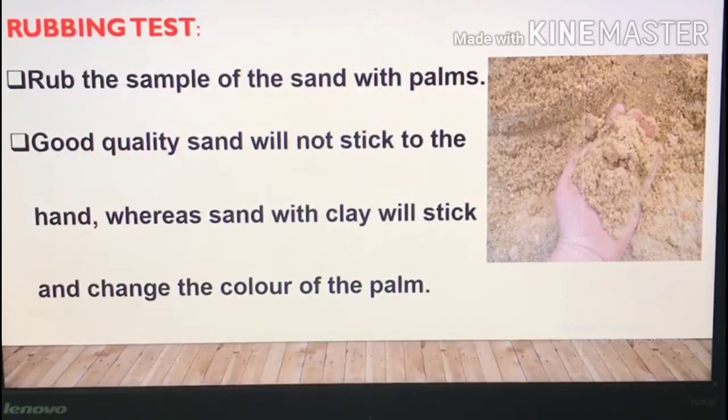Third one is rubbing test. You take some sample of this sand with your palms and rub it in between your palms. Good quality sand will not stick to the hand or your fingers, whereas sand with clay will stick and change the color of the palm.